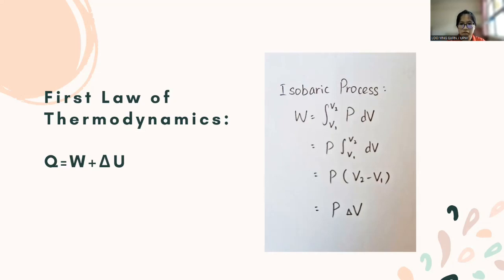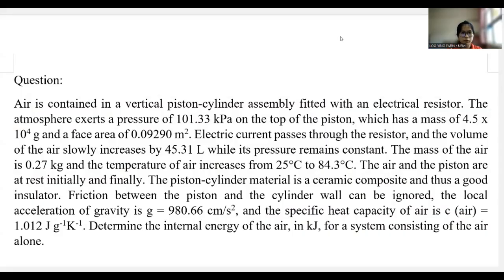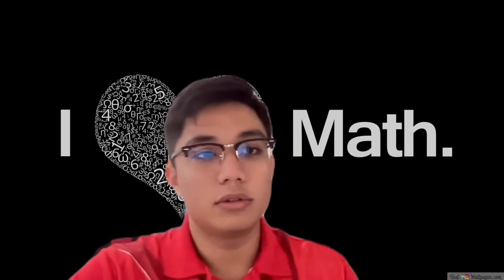The formula for the isobaric process can also be derived by using the formula W equals the integral of P dV. And finally, we will get the result that work done is equal to P delta V. This is another question that will be done by us. So I'm going to present to you about the assumptions.